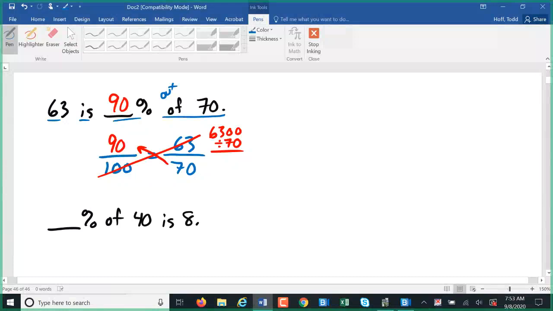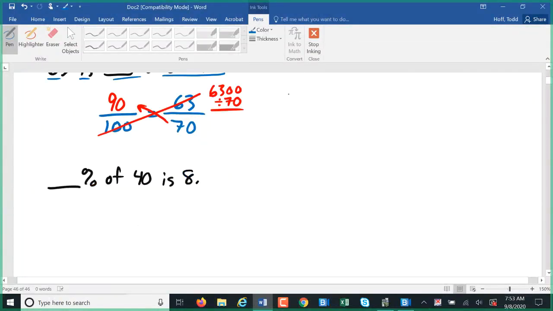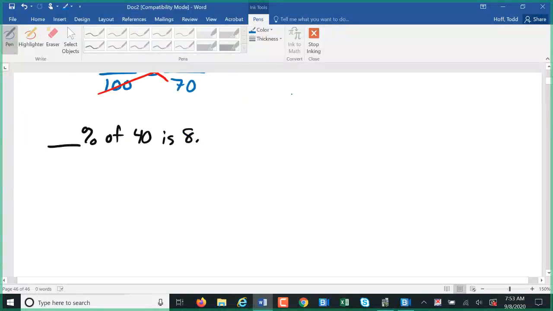Once again, the percent is missing. Blank percent of 40 is 8. So the missing percent is blank out of 100. Of 40 can be read as out of 40, implying the 40 goes on bottom on the other side. Blank percent is 8, implies the 8 lines up with the missing percent.